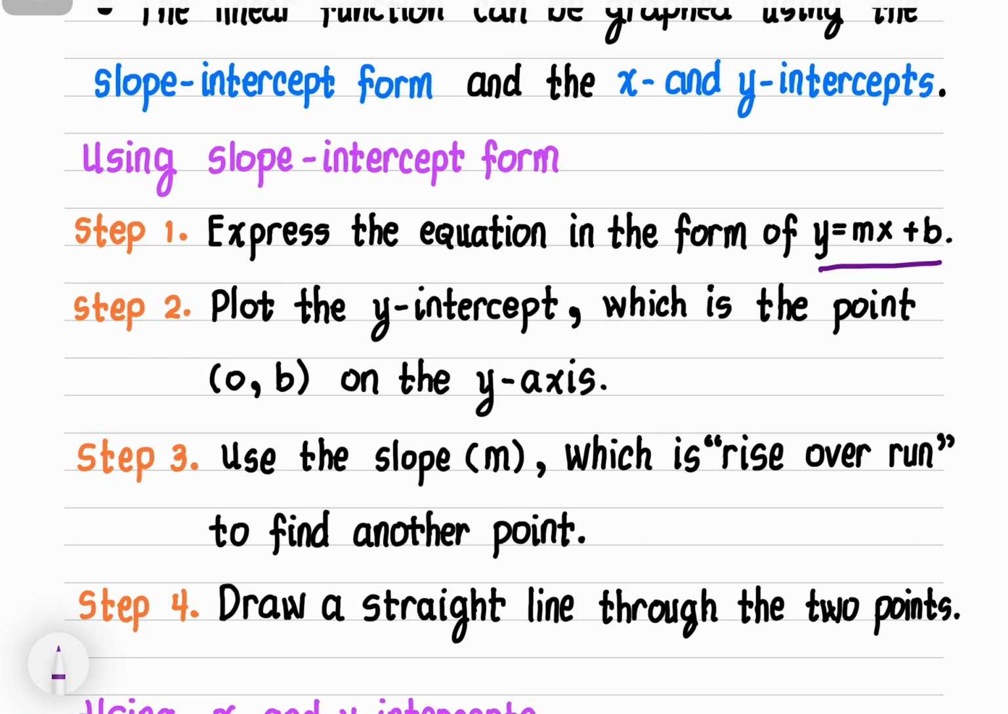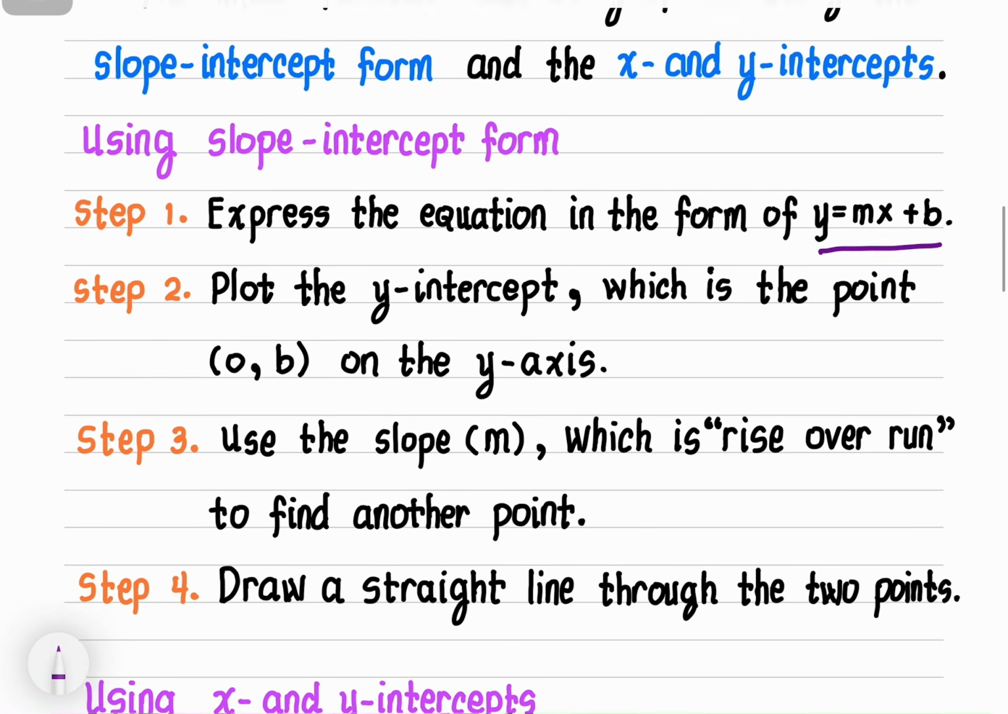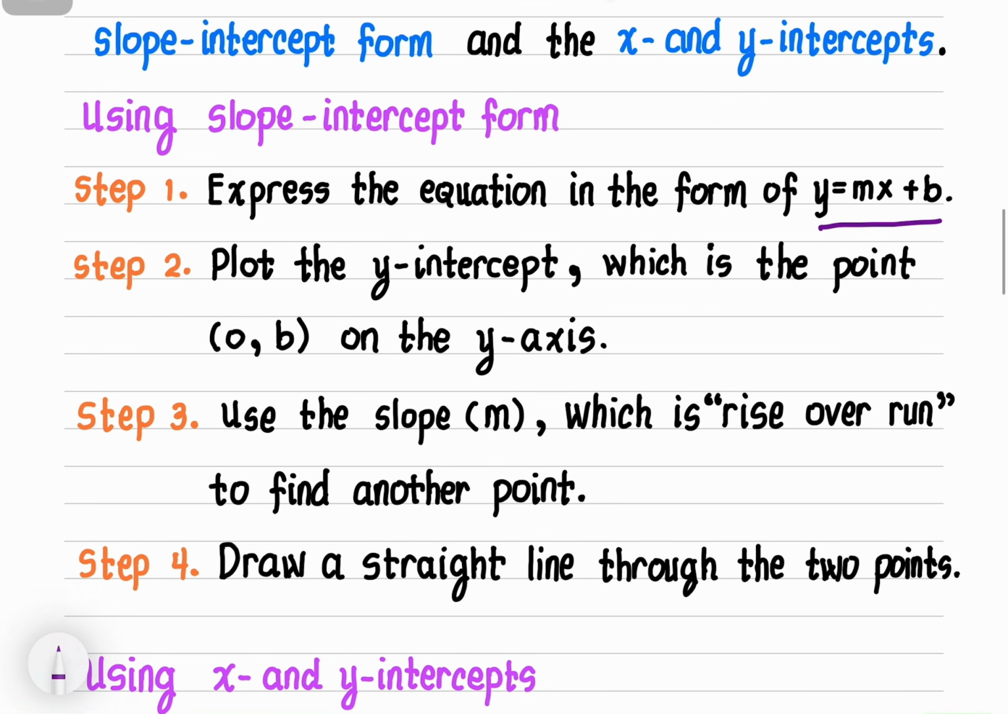Okay, so be mindful about it. And, of course, the last step: draw a straight line through the 2 points. So, kapag na-plot na natin yon, yung ating 2 points, no? So, i-connect natin to form a straight line.